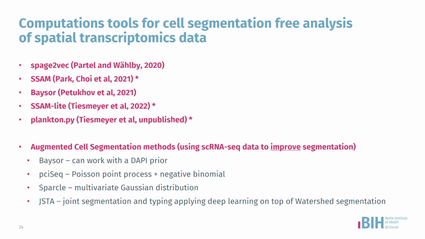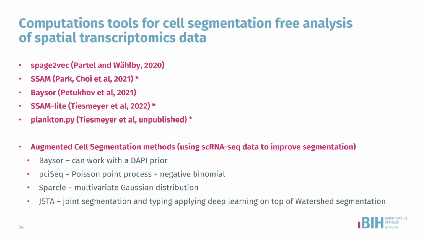There was a tool from Dana Pe'er's group called Sparcle, which adopts a multivariate Gaussian distribution in terms of modeling spatial gene expression, where it assigns dangling RNA to a cell. So this would be RNAs that might have been missed in the original segmentation. And another interesting approach is called JSTA, which combines the segmentation and the cell typing in the same step.